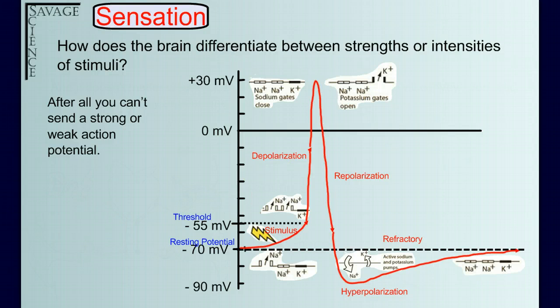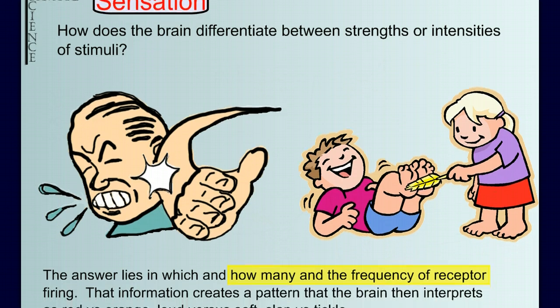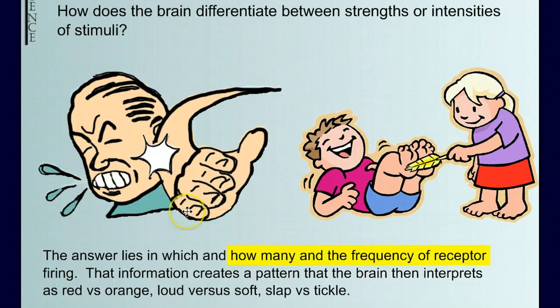So how do we determine the difference between, let's say, a slap and a tickle? Well, the answer lies in how many and the frequency of the receptors that are firing. This information is going to create a pattern that the brain interprets, the difference between red and orange, loud and soft, bright and dark, or a slap versus a tickle.